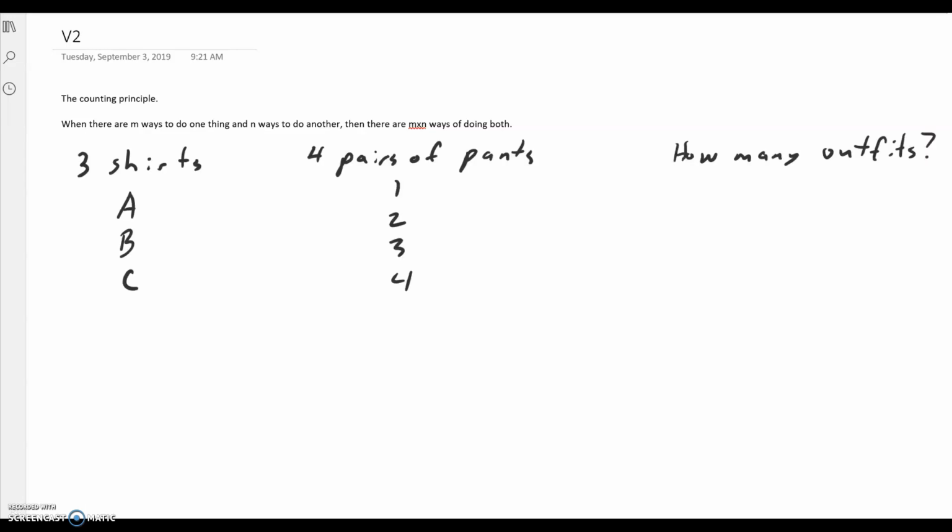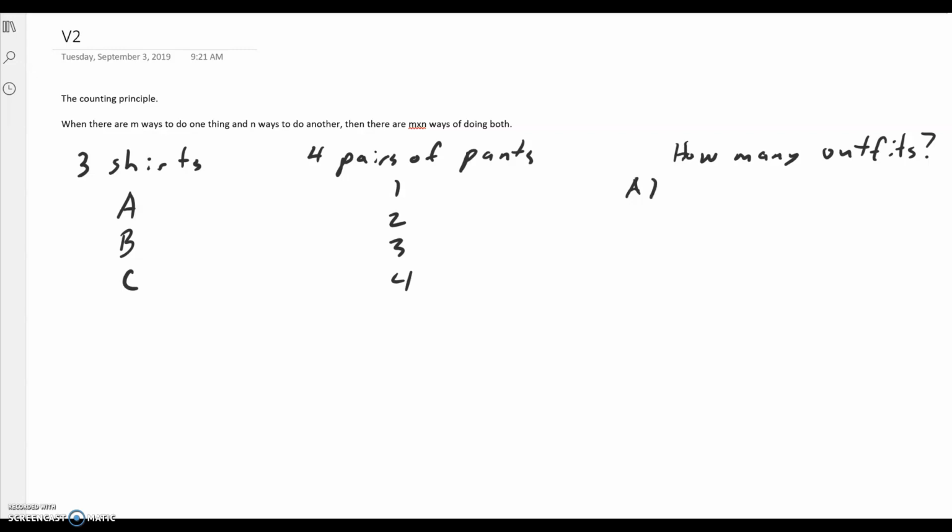So let's take a look at an example. Let's say you have three different shirts, and we'll call them A, B, and C for the purposes of simple writing. And you've got 4 pairs of pants, 1, 2, 3, 4, and you want to count how many outfits you can wear. Well, one way to organize your effort would be to say, I'm going to think about what happens if I wear the first shirt, A.